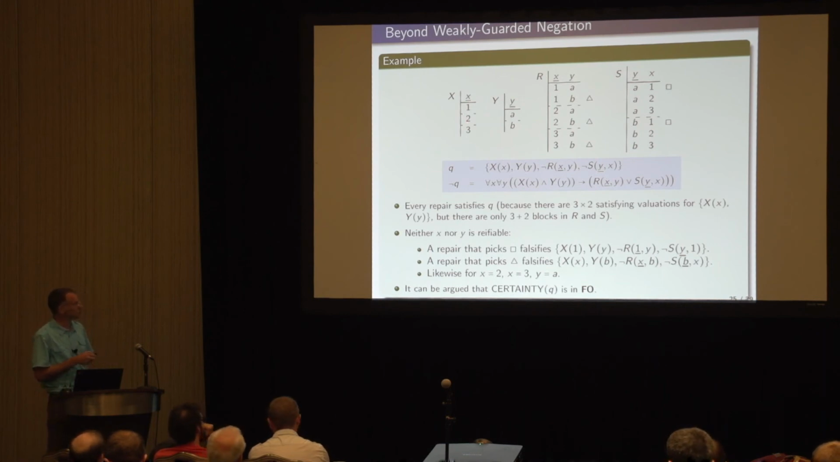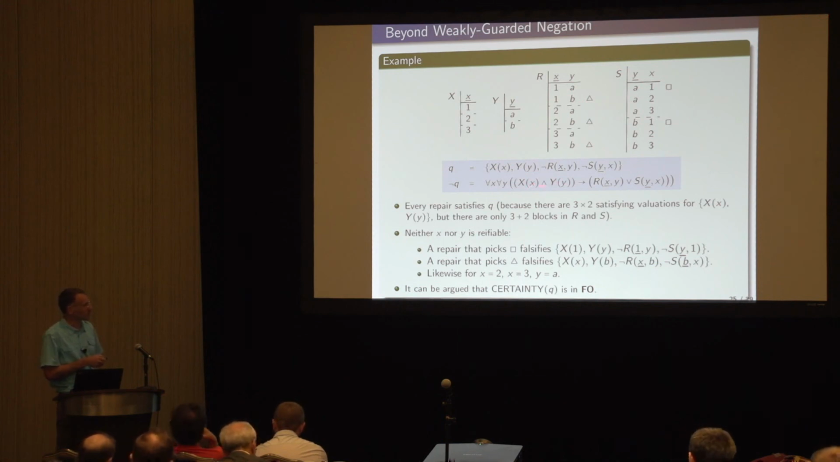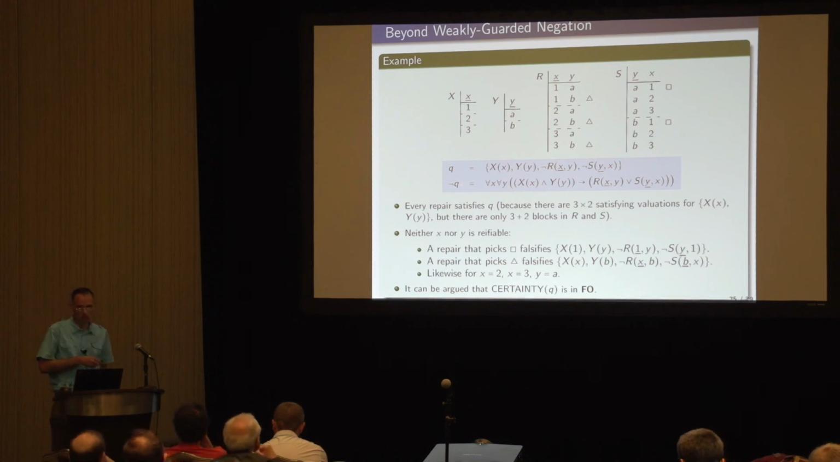Because you have here, of course, these relations are consistent, and you have 6 possible combinations for x and y to make the query true, whereas there are only 5 blocks. So whenever you make a choice for x and y, you will always find that not q will be false and q will be true, right?